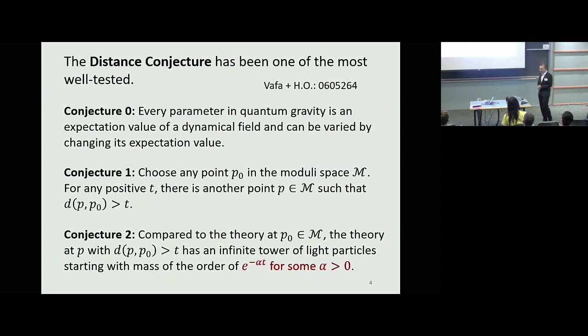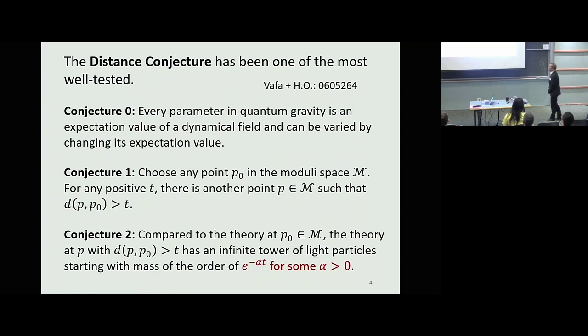And the first conjecture is that there is always an infinite distance in this moduli space. That is, if you choose any point in the moduli space in the bulk theory, then for any positive real number t, you can find another point which is at distance greater than t. And then the second conjecture is to make it quantitative, which is to say that if you have such a distant point, then there is always a light particle with mass decaying like e to the minus alpha t for some alpha. Okay, so these are 3 conjectures.